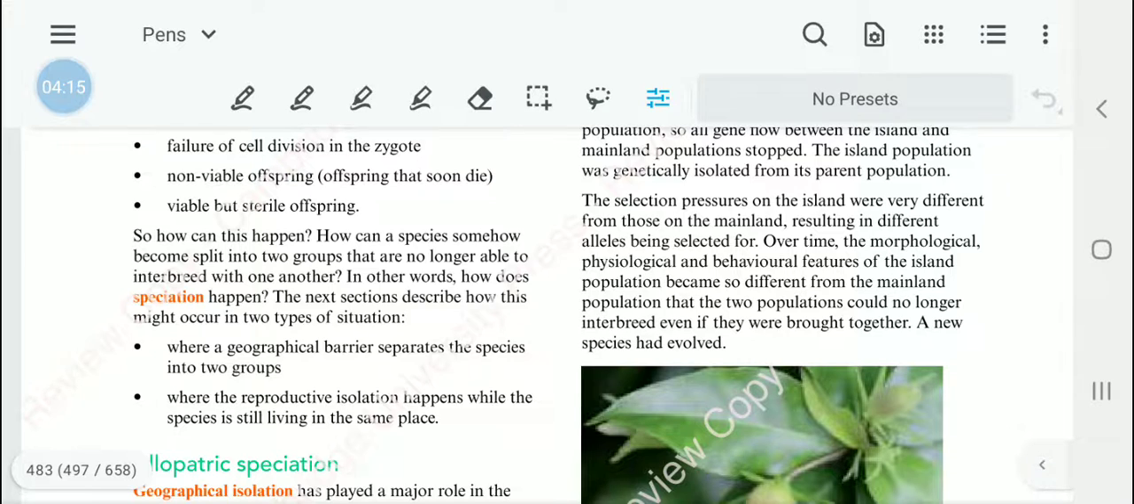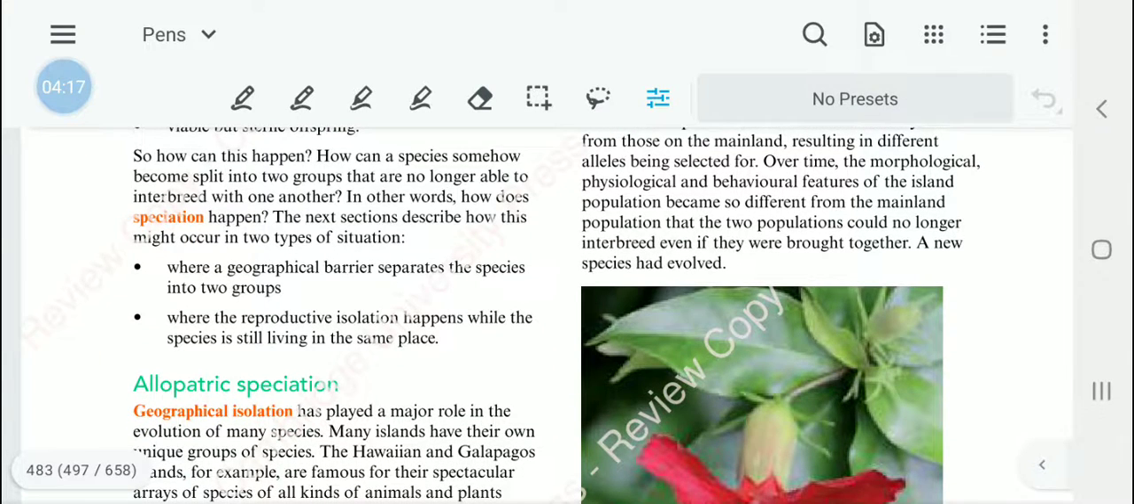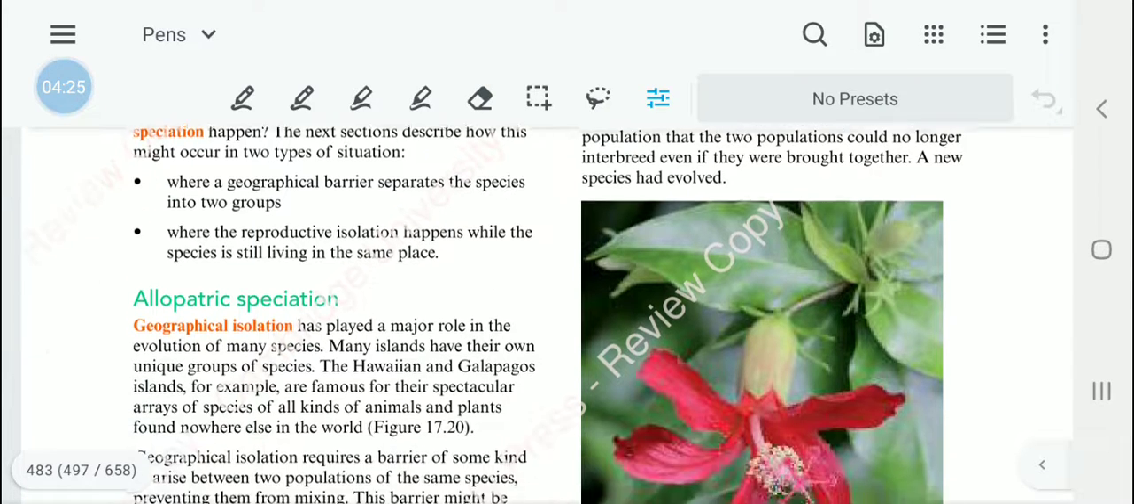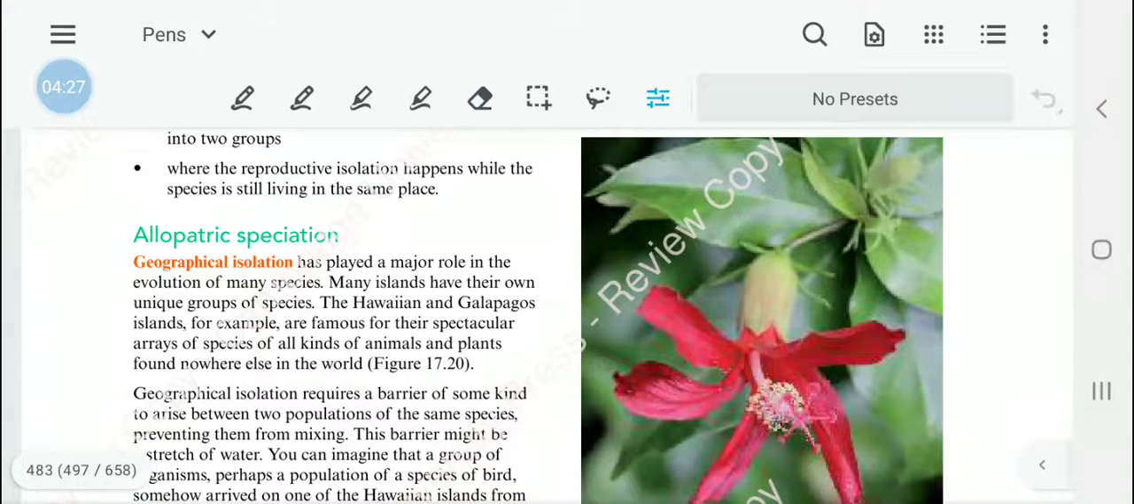Another way, other than the geographical barrier, is that there could be reproductive isolation even when they are living in the same place. We are going to discuss a specific phenomenon known as allopatric speciation.